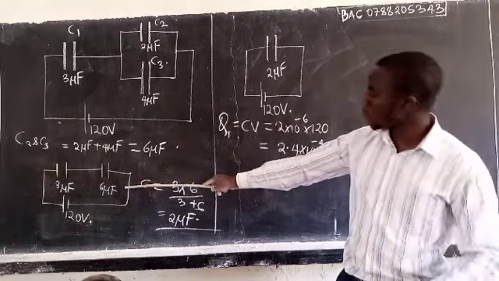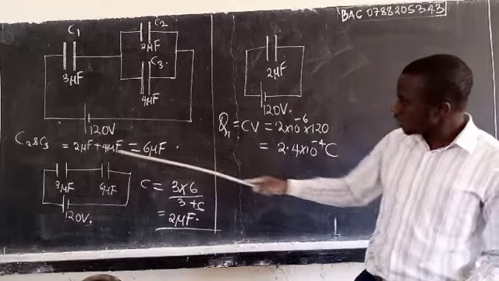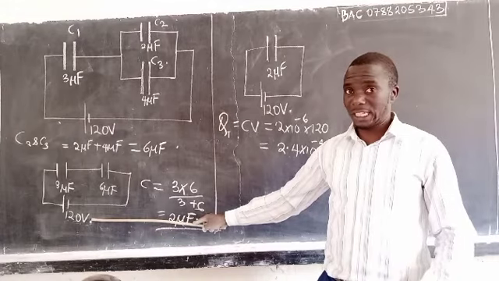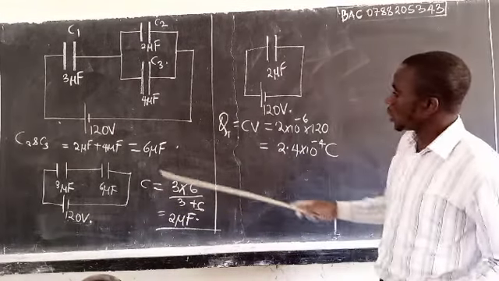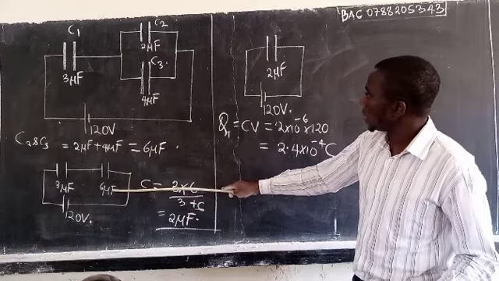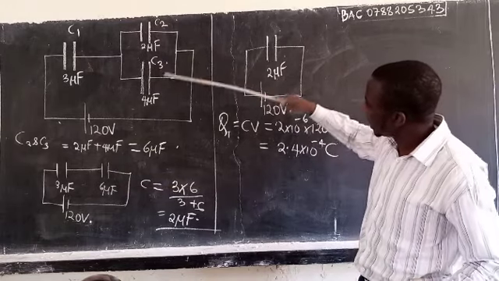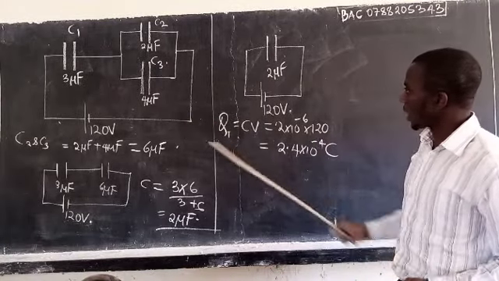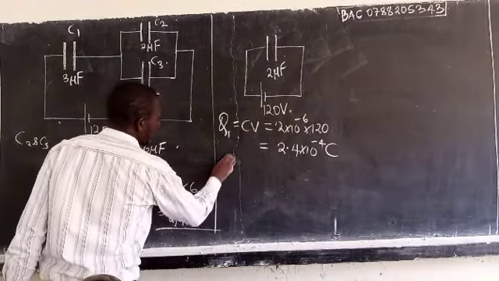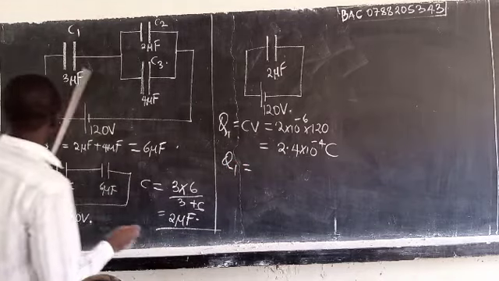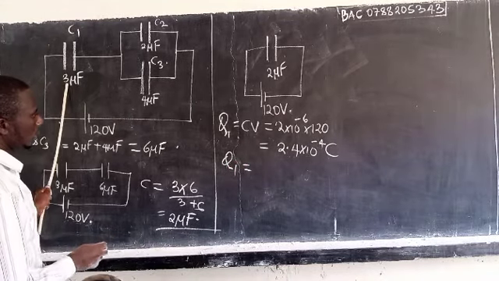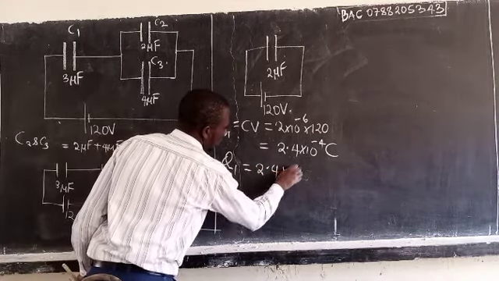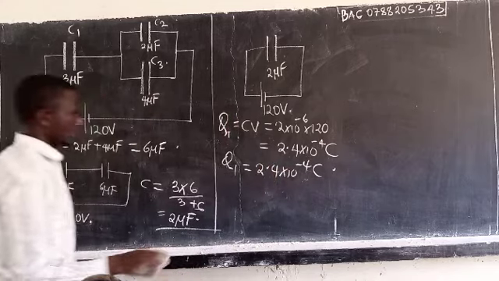From this, I can go back to that arrangement, meaning that the charge stored on this is equal to the charge stored on this and is equal to the overall charge. Okay? Meaning the charge on the 3 microfarad and the charge on the 6, the charge on both these ones is this, and the charge on this one is this. So I can say the charge Q1, the charge on C1, is this one. Okay? So it is 2.4 exponent -4 coulombs.